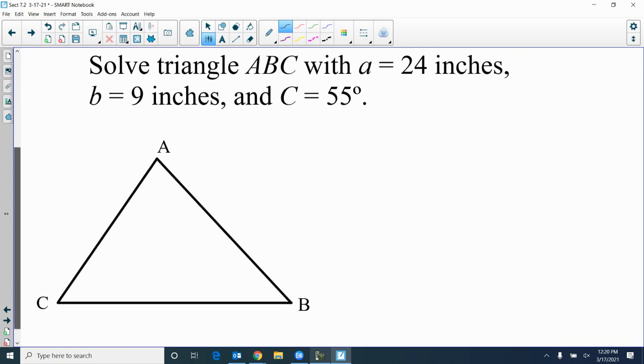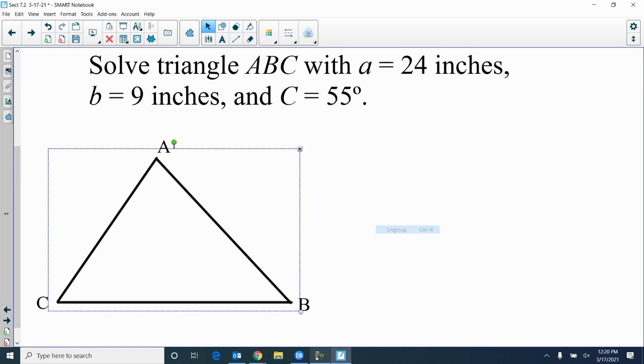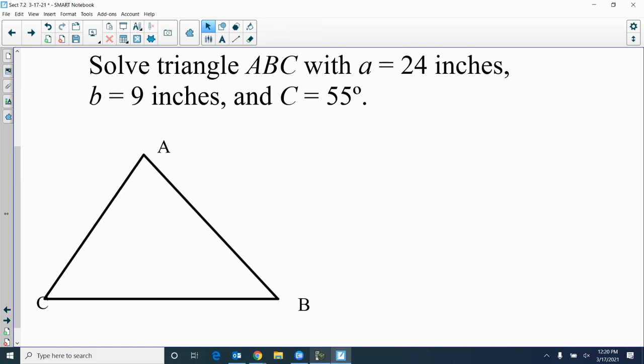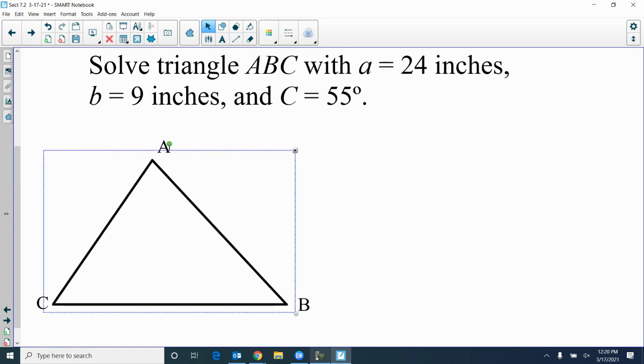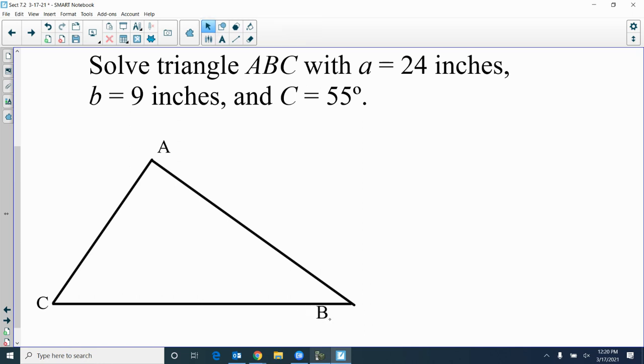I've got it laid out like this, and actually, let me see something. We'll slide that just a little bit further down. Make it a little bit closer to what the dimensions are. So C is 55 degrees.